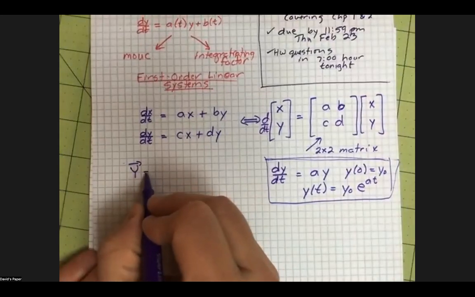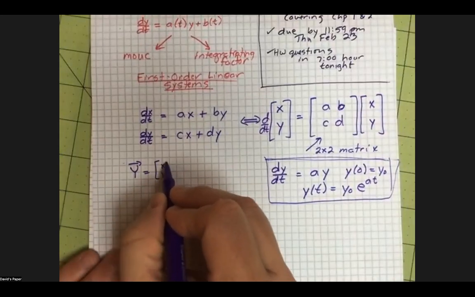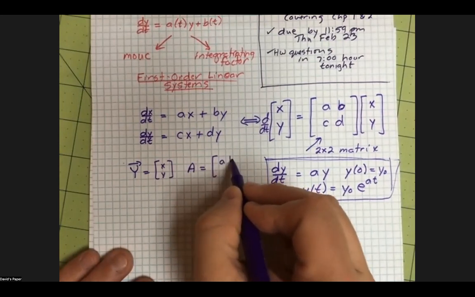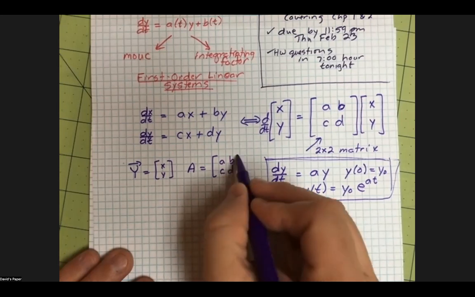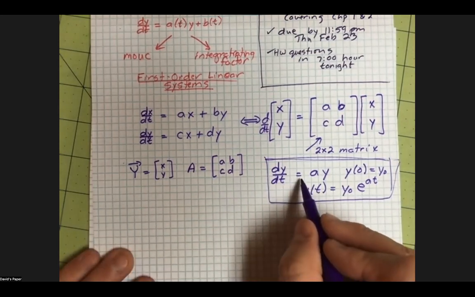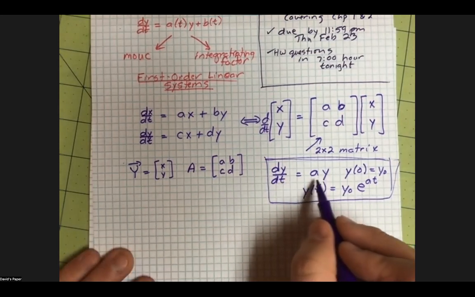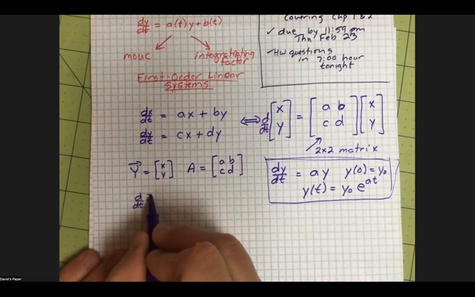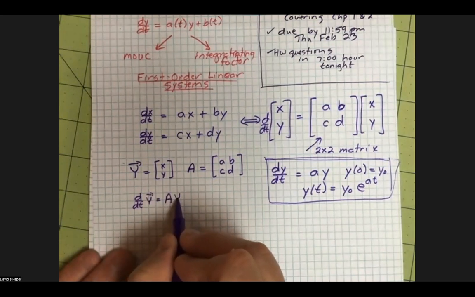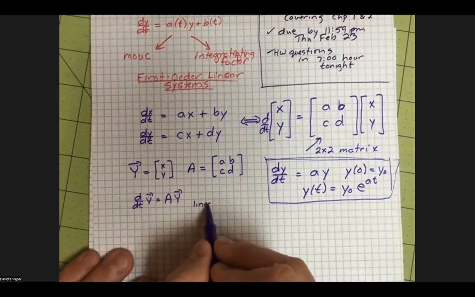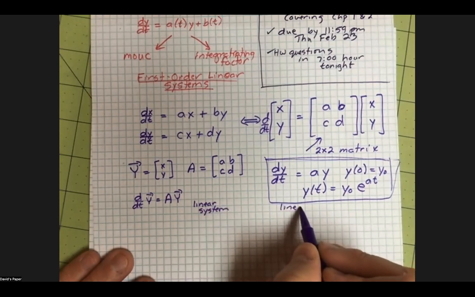Sorry. If you allow me to write y as the vector x, y. If you allow me to write A as the matrix A, B, C, D, I'll remind you about matrices in a second. Then instead of writing dy/dt equals ay, linear equation, I'm writing dy/dt equals Ay, linear system. This is a linear system. This over here was the linear equation.